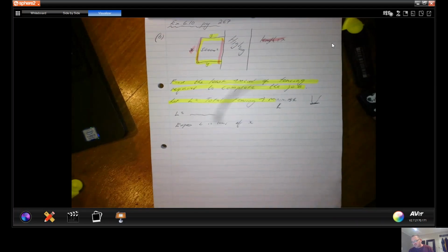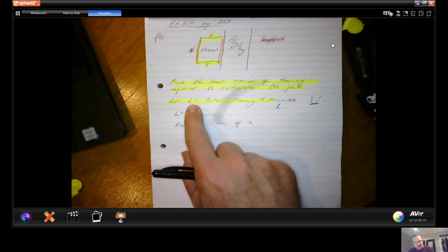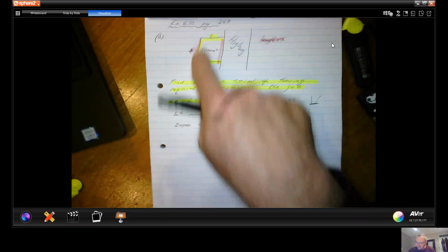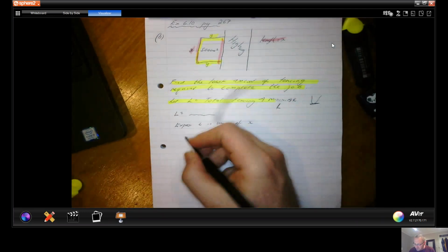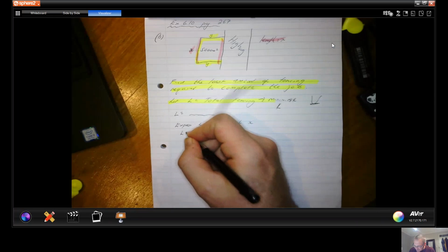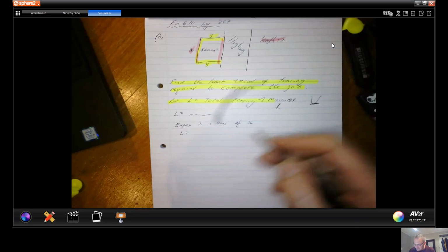So the first thing I need to do, step 1 always, is you say to yourself, what are you trying to maximize, or in this case, minimize? I'm trying to minimize L. In order to do that, I need an equation for L in terms of one variable, where L is the distance around the edge. So first of all, what is L equal to in this shape? L is the amount of fencing I need.